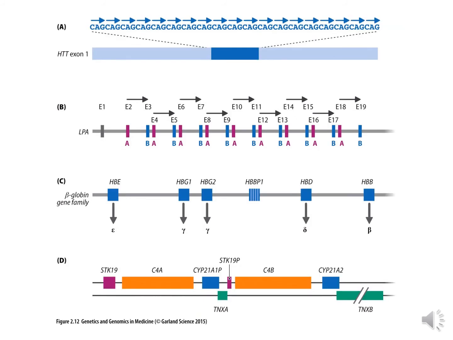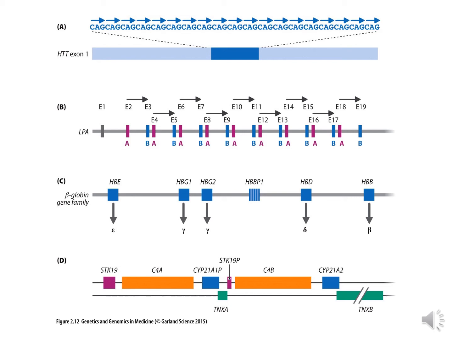Examples of tandemly repetitive coding DNA and clustered gene families. In A is shown normal alleles of the HTT Huntington gene have an array of tandemly repeated CAG codons in exon 1 that varies in number up to 35 repeats. Having 36 repeats results in Huntington's disease.